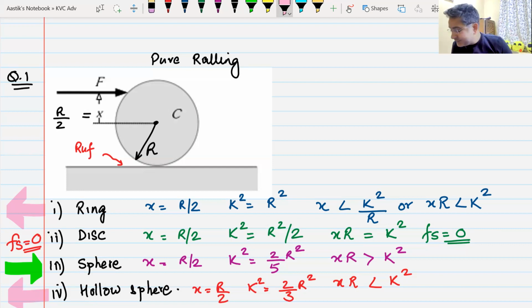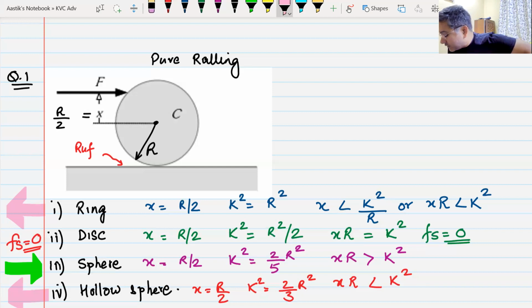Now from here, I can make a variety of questions. If it is a ring and I apply force at the top of the ring, listen to my question carefully, what will be the direction of friction? Zero, sir, because here r into x will be equal to k square.